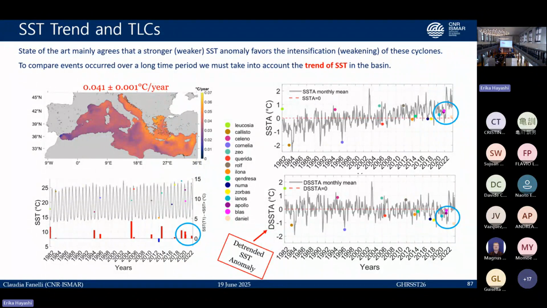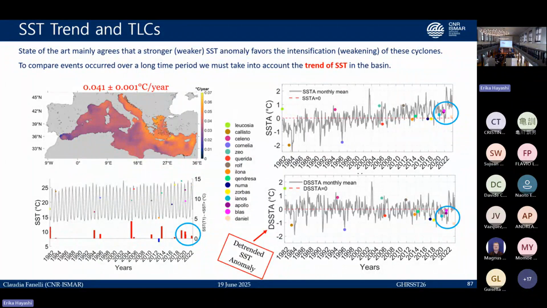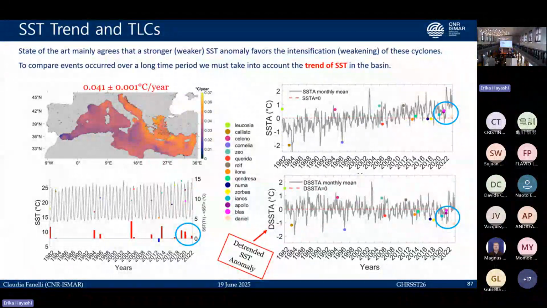So as I was saying, we decided not to study the SST anomaly because we have to be very careful to say that there is always a positive SST anomaly, because this is due to the climate change. We are in an eternal positive anomaly, but we will consider the detrended SST anomaly. We cannot say that there is a very clear pattern, but you will see that actually we have a majority of negative detrended SST anomaly.